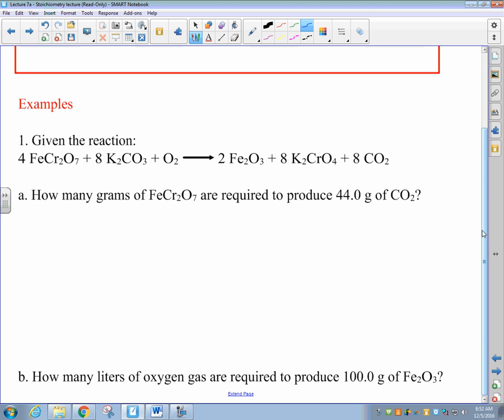How many grams of ferrous dichromate are required to produce 44 grams of carbon dioxide? Okay.